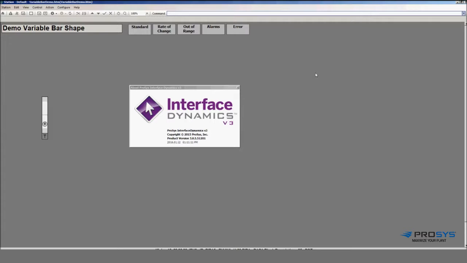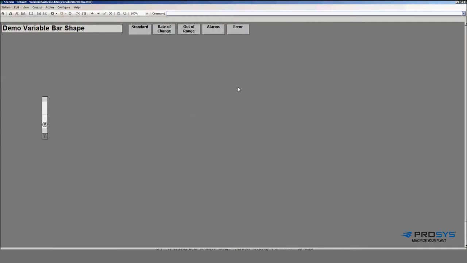The shape is a vertical bar shape which indicates the current value of an analog device. The moving bar is representing the current value. Let's talk about the different sections of the shape.